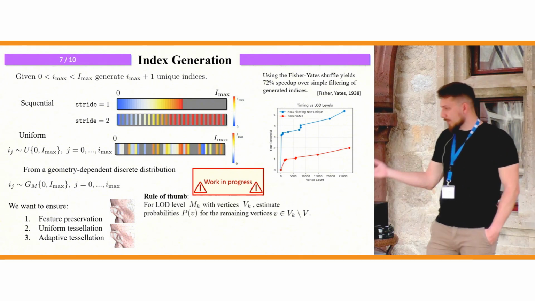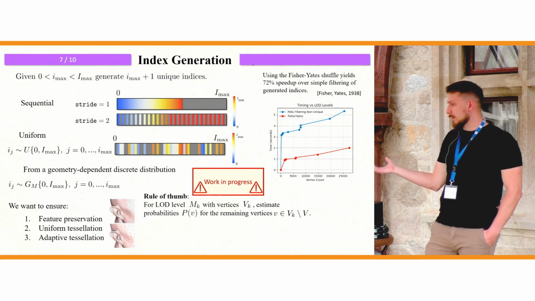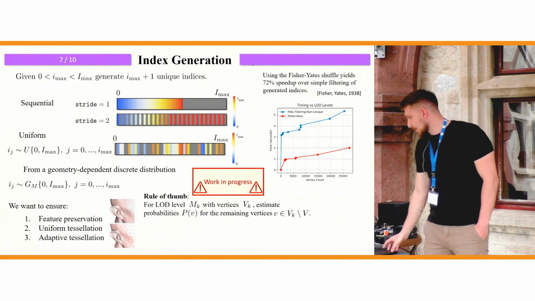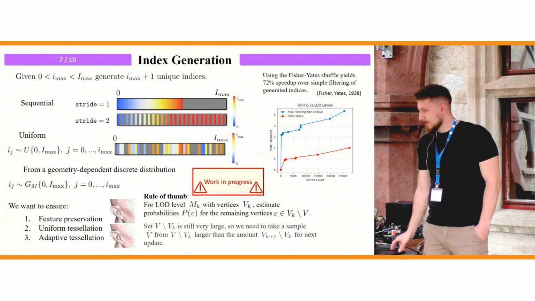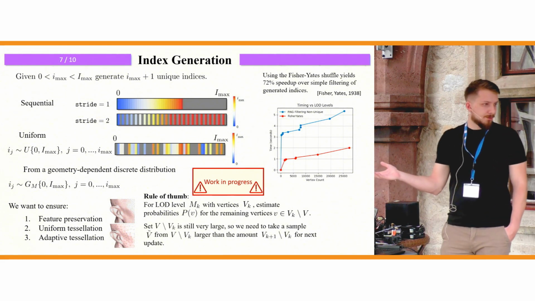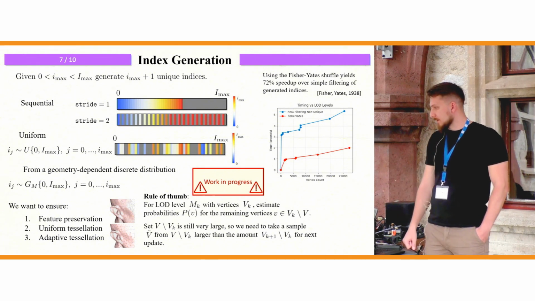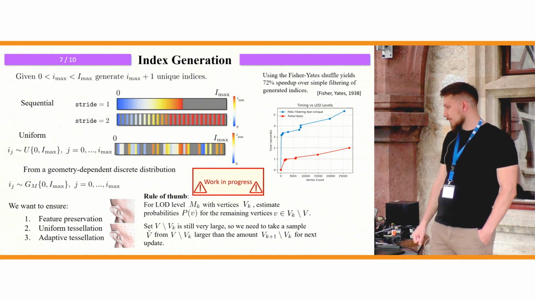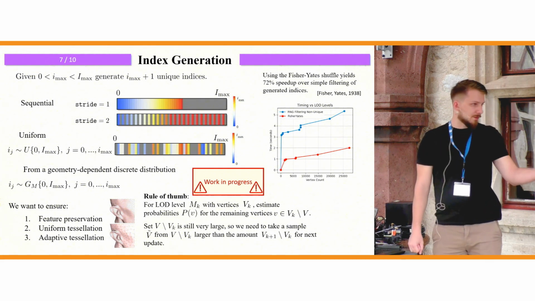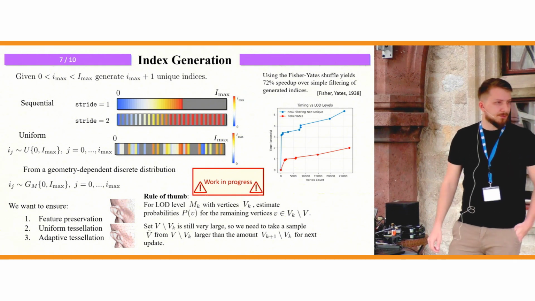The rule of thumb that we use is that for a particular level of detail with some vertices, we estimate probabilities for each vertex in the remaining vertex set, which is obviously still very large. So we need to take a random sample. This is the V tilde, which is slightly larger for the next update, and then we use some statistical methods to extract some sort of reasonable indices from that.